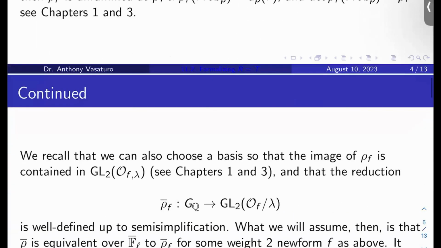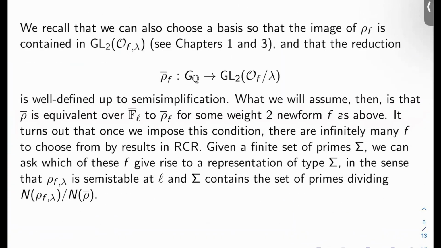Okay, so what do we mean? Well, we recall that we can choose a basis so that the image of rho_f is actually contained in GL2 of O_{f,lambda}, not just K_{f,lambda}. This was dealt with in chapter 3 as well. Recall also that the reduction rho bar_f from G_Q to GL2 of O_f mod lambda is well defined up to semi-simplification, and this is the residual semi-simple representation attached to f.